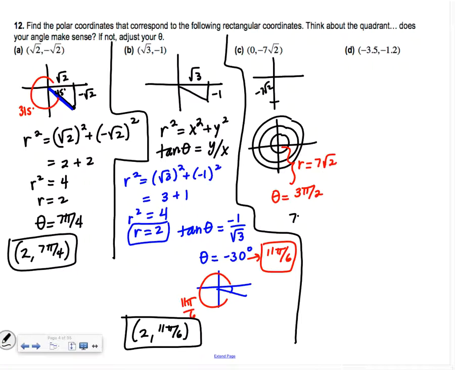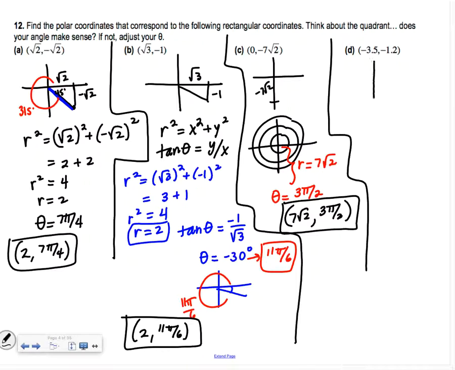So sometimes you can just do it. You could do the formulas, though. If you get stuck, do the formulas. You'll get it. All right, and then this one is one that we definitely don't know these angles. So we have to do the formulas. All right, so I have negative 3.5, negative 1.2. So let's find r. So we're going to use r squared equals x squared plus y squared.